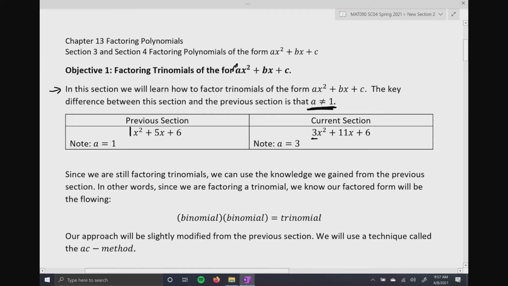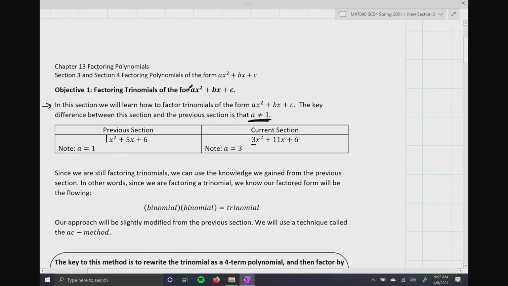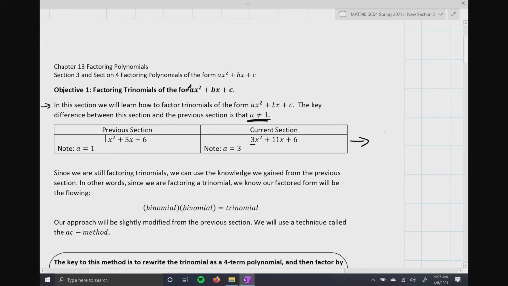That changes things. Here's why. All right, without going too far into it. We know if we have a trinomial, the factored form has to be the multiplication of two binomials, which is underneath here.